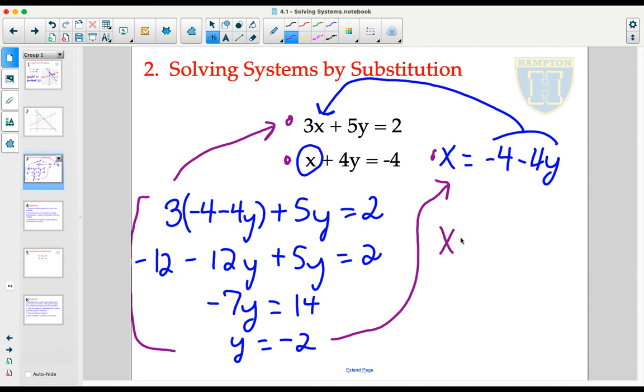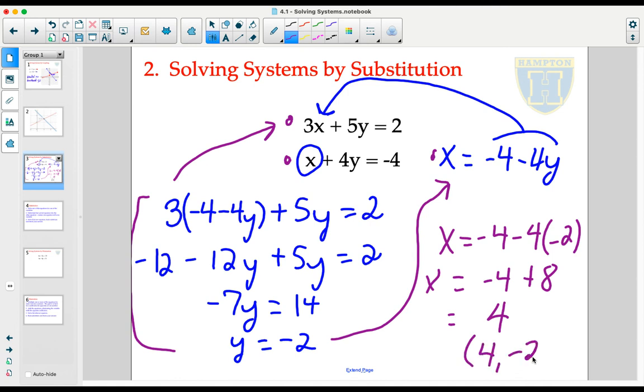the variable. So we'll say x is equal to -4 minus 4 times -2. X is equal to -4 plus 8. X is equal to 4. And we remember that this solution is a coordinate pair. This is a location on a graph of these two linear systems. So when we write our answer, we make sure we write it as a coordinate pair.